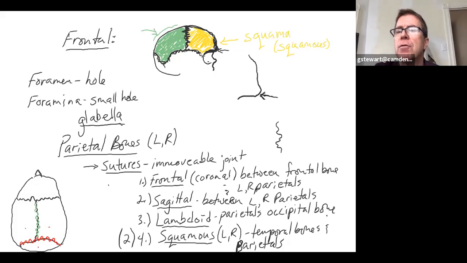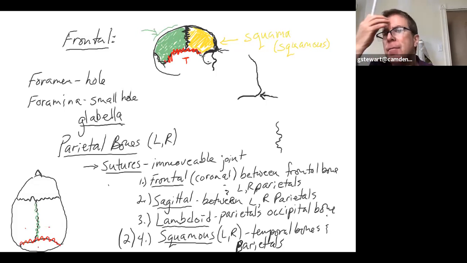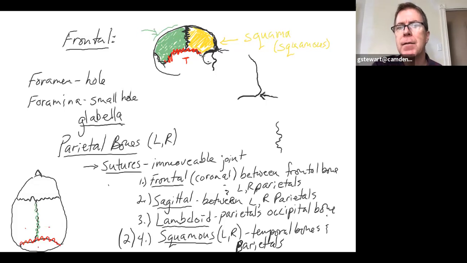There's 2 squamous sutures, and those ride in this arc in red that I'm drawing. So the temporal bone is here, and the parietal and frontal make a connection with that squamous suture on either side of the head. So those are the major sutures, and the reason we list them under the parietal bones is because the parietals have an immovable joint with all 4 of these. They create all 4 of these sutures.